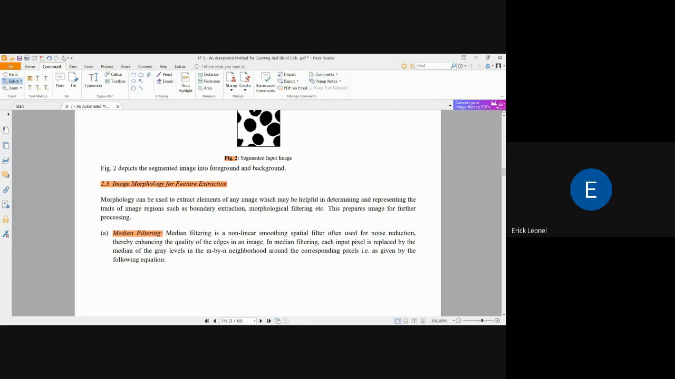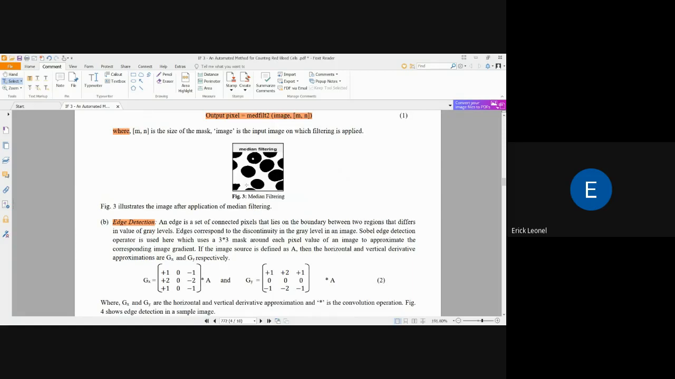On the other hand, regarding image morphology, it can be used to extract features or image regions, such as boundary extraction and morphological filtering. In median filtering, each input pixel is replaced by the median of the gray level according to this equation, where image is the input image on which filtering is applied, and n is the size of the mask.